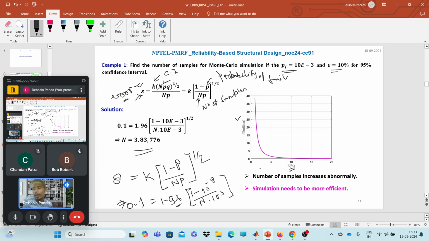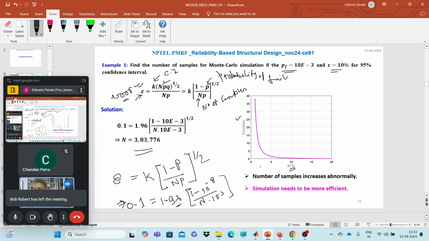Now look, if we want less error in our estimation, we need more simulations, because we are calculating the probability of failure. To get the probability of failure, we need to have samples in the failure domain. And we have seen that if we want less error in our estimation, we need a larger number of samples.